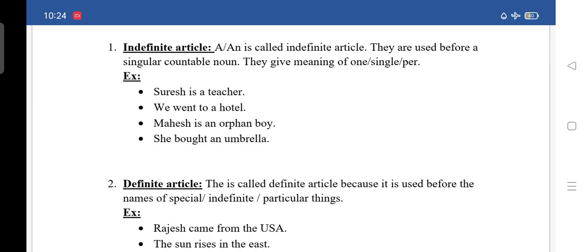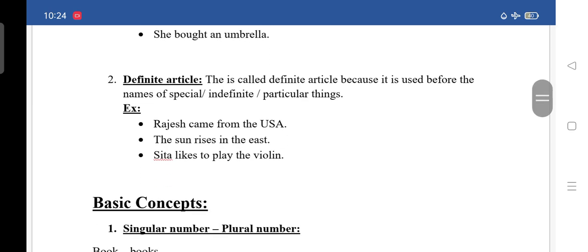Next one is the definite article. The is called the definite article because it is used before the names of special or particular things. So what they are telling is, the is a definite article and it is used before the names of particular things only. So here, for example, you can see, Ramesh came from the USA. Particular things. From where he came? USA. Rajesh came from the USA.